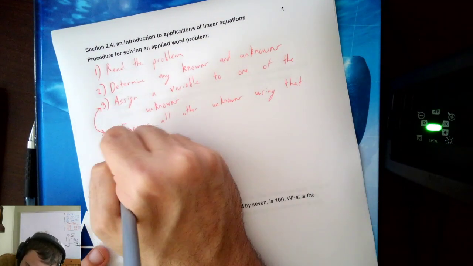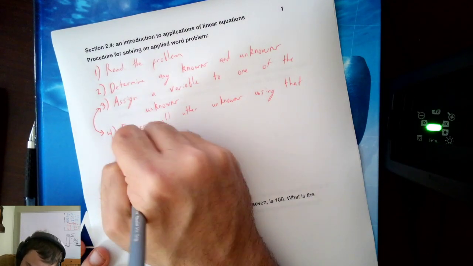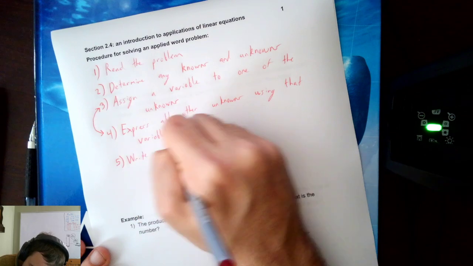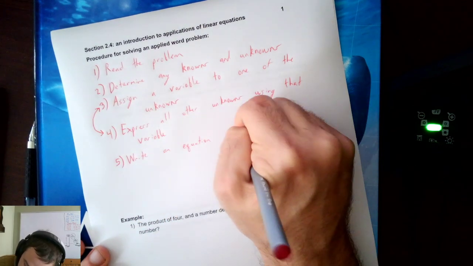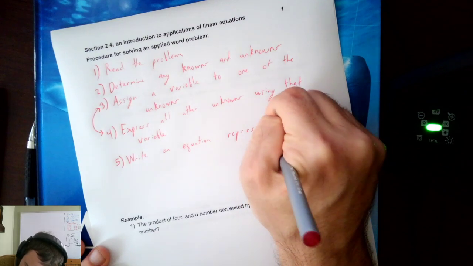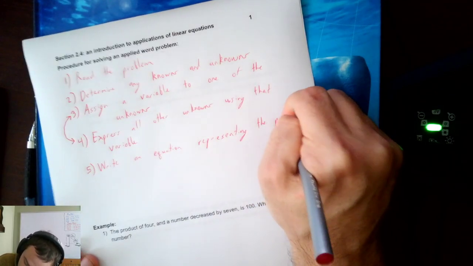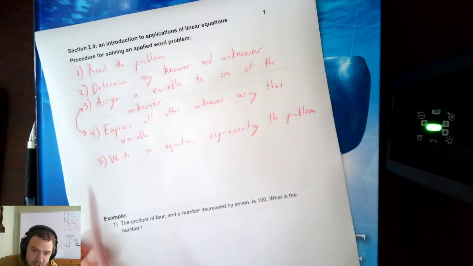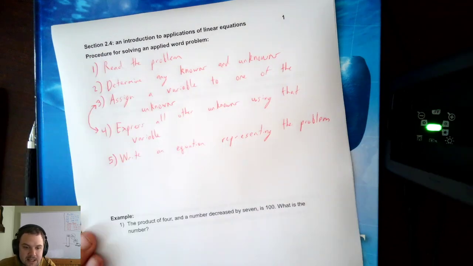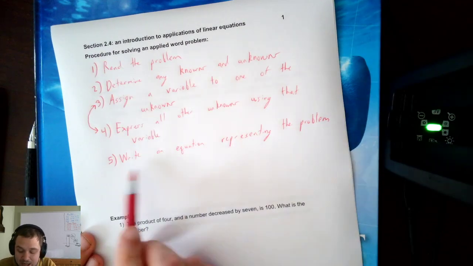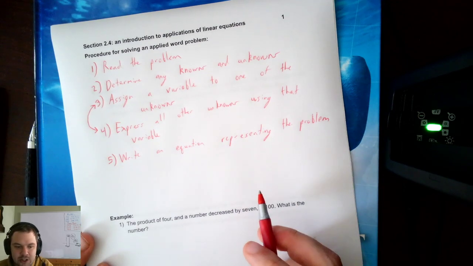Now, step 5, once you've got some variables assigned, you write an equation representing the problem. This is where the reading part comes in handy, because many times the reading part helps you create your equation. The words themselves will tell you what the equation is supposed to be.